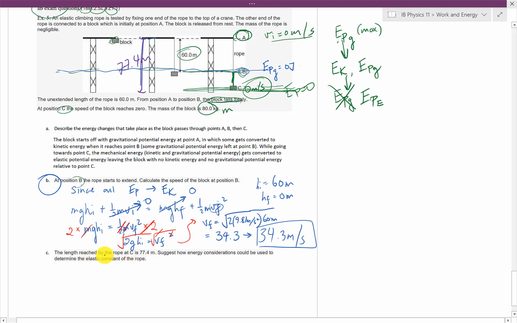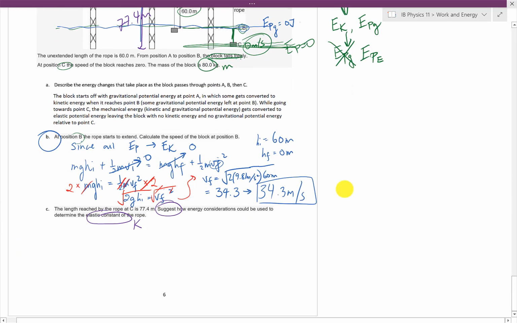Okay, so a couple of things here. First of all, the elastic constant of the rope they are referring to is the spring constant K. The other thing you want to read carefully is the command term here. It's "suggest". Notice it's not "calculate". It doesn't want you to calculate the elastic constant of the rope. It just wants you to describe how you would solve this problem instead.